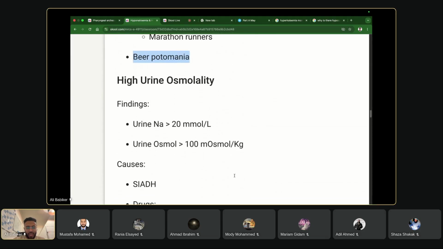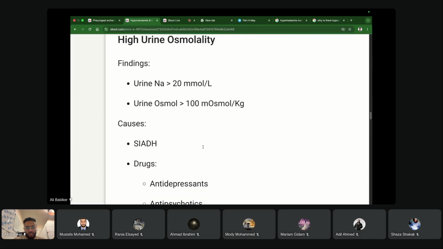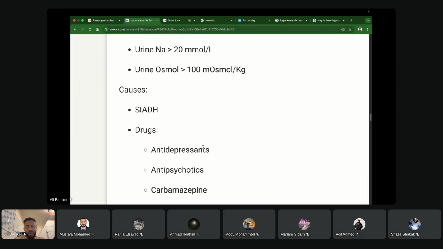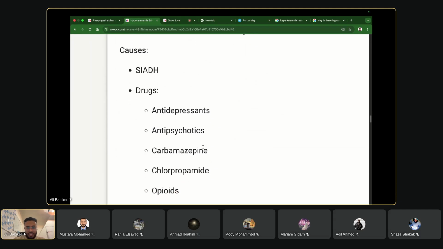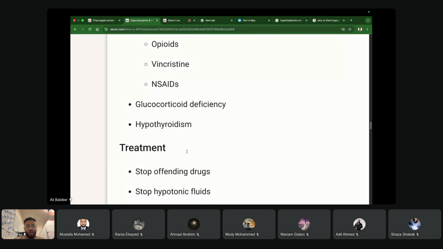If you have high urine osmolality, there will be 2 causes: either SIADH or drug medication like antidepressants, antipsychotics, carbamazepine, opioids, non-steroidals. All right.